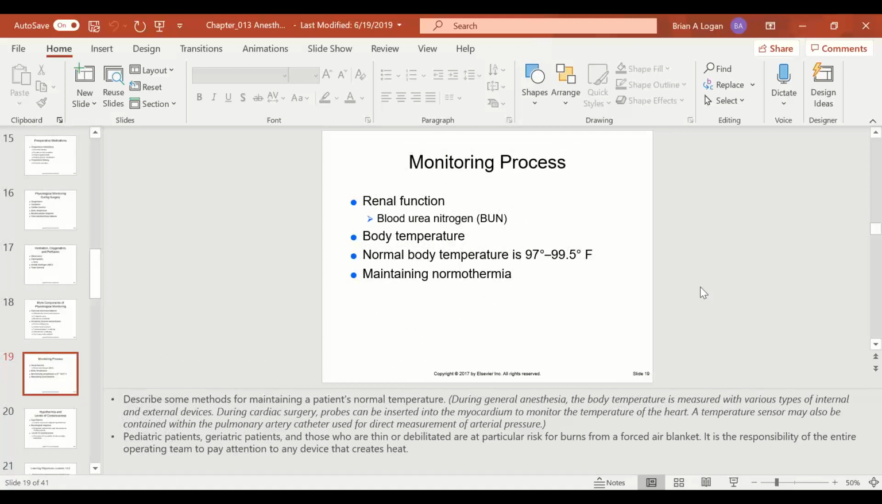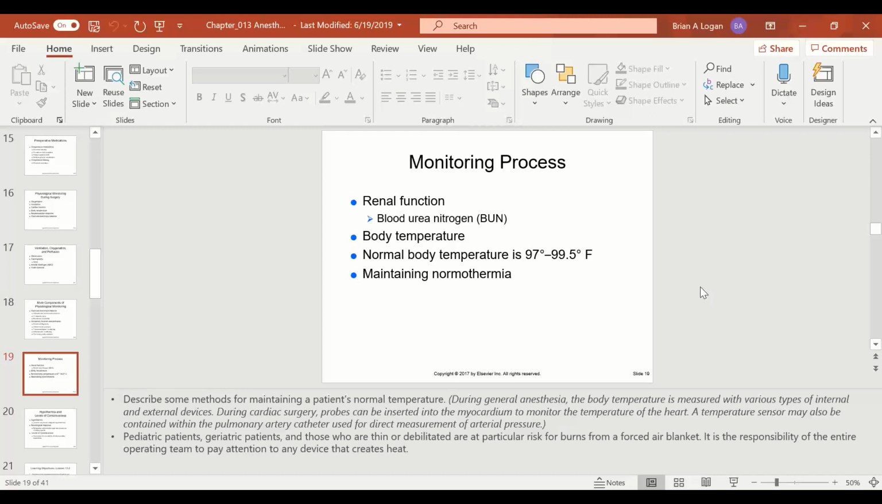So we're checking renal function, right? Part of this is in the lab, right? We're looking at the BUN, how much nitrogen is in the blood, right? Too much, there could be another problem going on. Body temperatures, right? We all know our normal temperature ranges between 97 and 99.5. Some of the temperatures I've taken on people in the lobby, the thermometer has you reading lower than the 97.